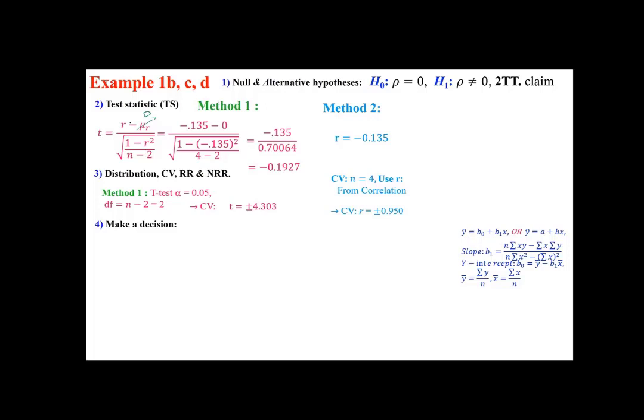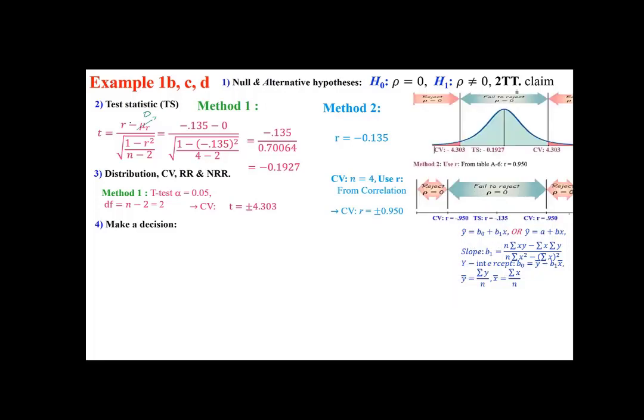Now we have to look at the graph and make a decision. Let's see how the graph looks. Okay. If you look at the t distribution graph, critical values are negative and positive 4.303, and your test statistic, negative 0.1927, is in the non-rejection region. So right then and there, don't reject H0. If you look at the R table, then critical values are negative 0.95 and positive 0.95, and the number negative 0.135 is somewhere in between. Same result.